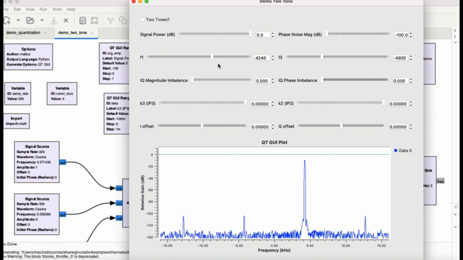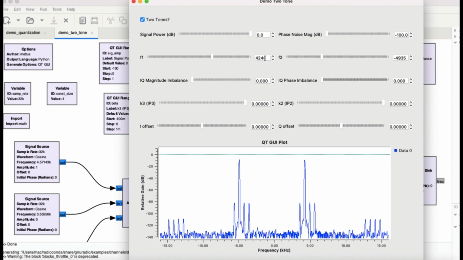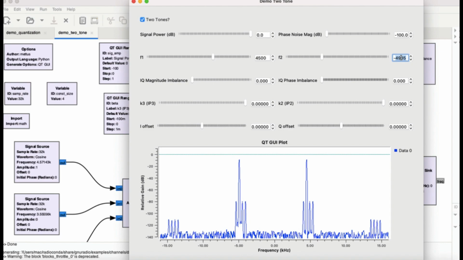Now, whenever we're testing an amplifier and things like that, you are always interested in your IP3 and IP2. So let's do a two-tone test. Enable this so I can change both of these frequencies. So let's do some numbers. Let's change this frequency to 4500 as being your F1. Let's hit enter, and let's change this to 3500.